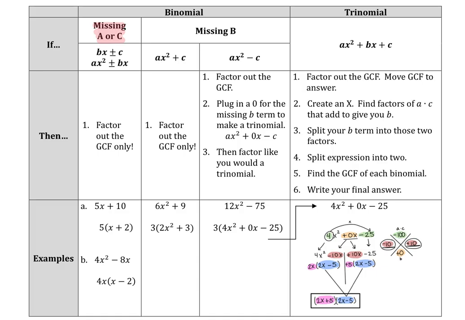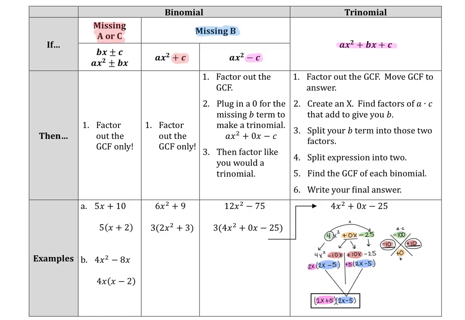If my binomial is missing b, and my c value is a plus, a positive, I'm still going to factor out the GCF. However, if that c value is a negative, I'm going to have some extra steps that I haven't had yet. In this case, I'm actually going to still factor out the GCF to start, but then I'm going to add a 0 in place of the b term. So I'm going to have a 0 in whatever variable I'm talking about. And then I'm going to factor it as if it was a trinomial.